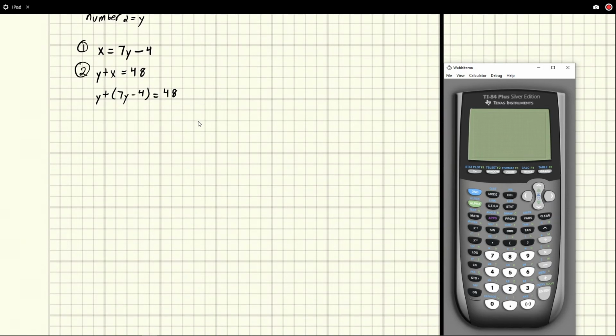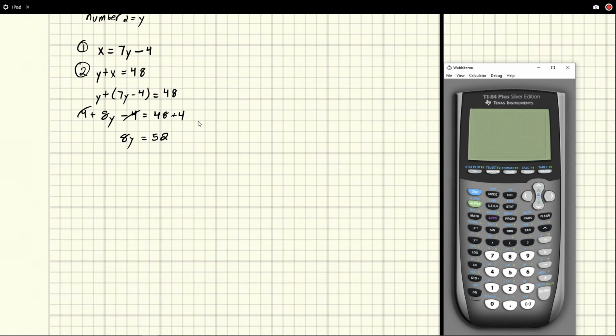And so now we can combine like terms. So 7y plus y, well that's 8y. I put parentheses because it's just good habit, but the parentheses don't do anything in this case. And then we have minus 4 is equal to 48. I'm going to add 4 to both sides, and this is going to cancel the 4 out on this side, and we're going to have a 4 on this side. And we're going to get 8y is equal to 48 plus 4. Well, what is that? That's 52.